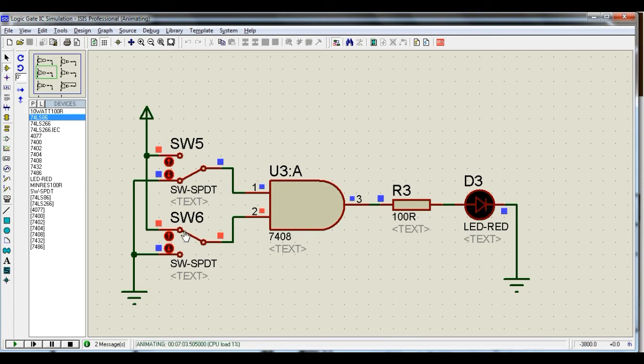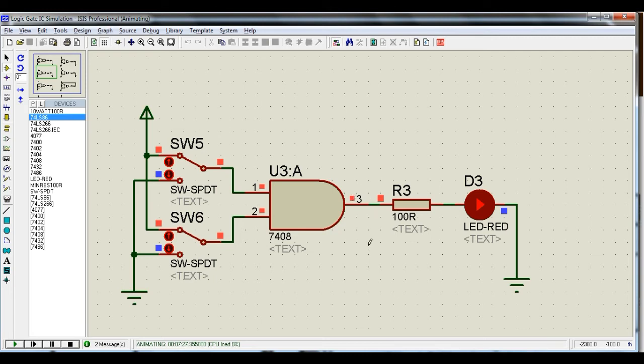Now if I make A equal to 1 and B equal to 0, then still the output of the AND gate is 0, blue dot. LED is in off state. Now if I connect B equal to 1, then output has now become 1. Red dot means 1. So this is all about the AND gate. And here you can see the pins also. Pin number 1, pin number 2 are the inputs and pin number 3 is output.